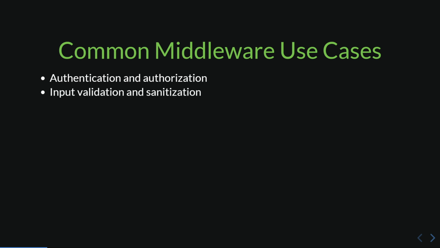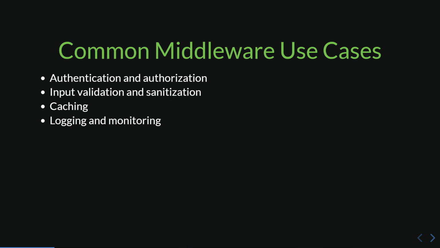Next, we have input validation and sanitization. A middleware can be used to ensure that incoming data meets certain criteria and to clean up any data that does not. This helps to prevent errors and protect against malicious attacks. Caching is another common use case for middlewares. By storing and retrieving frequently requested resources, a middleware can improve the performance of your application.